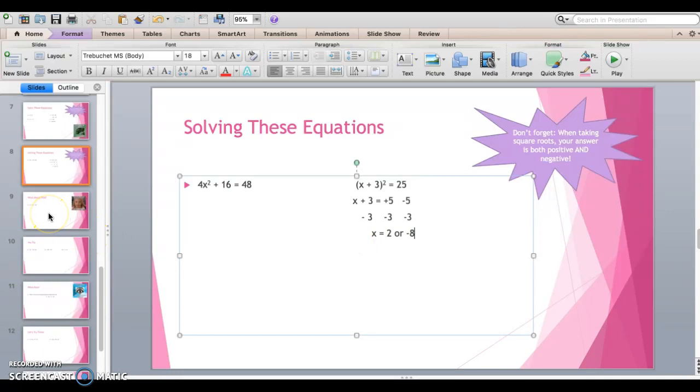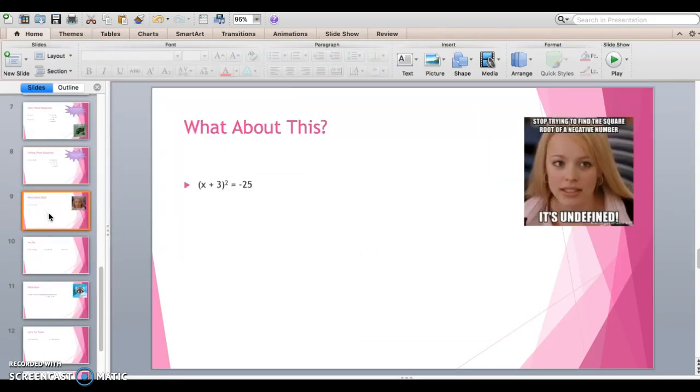So that's where we ended before spring break. A few extra things that I just want to make sure that we know about for when you take your quiz. And that is, what if in our problem we had, this is basically the same one we just looked at, but the difference is now on this side of the equal sign we have a negative 25.